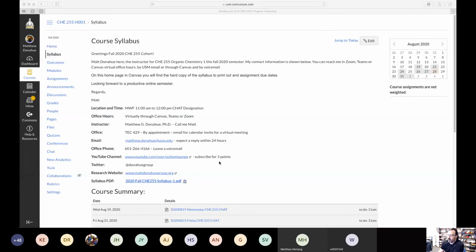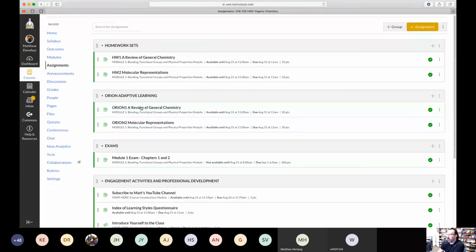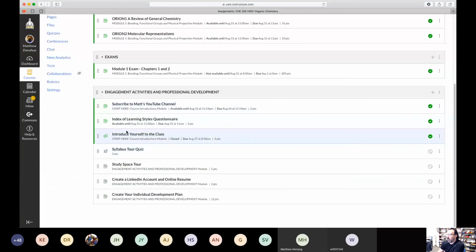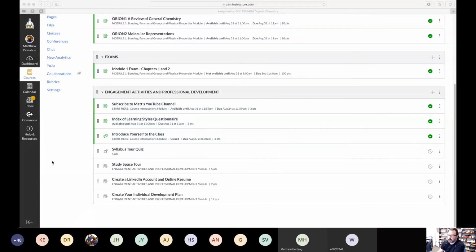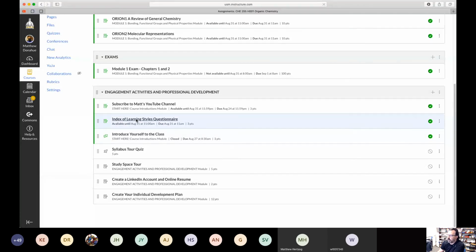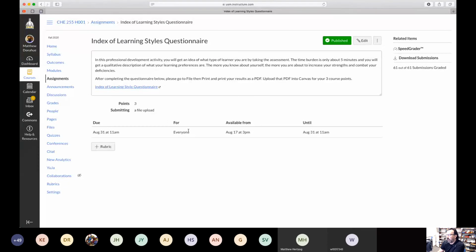So for Carly, for the index of learning styles, if you go down to the assignments, engagement, and professional activities, if you click on that, that should launch the page. And again, yours is going to look different. You take this survey, then you upload the screenshot, and then I'll look at it and give you your 3 points.